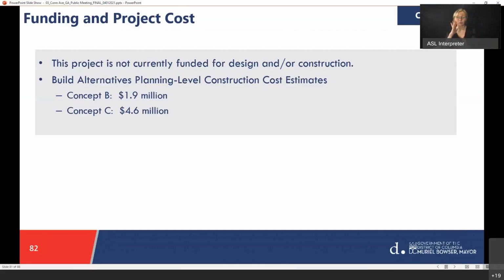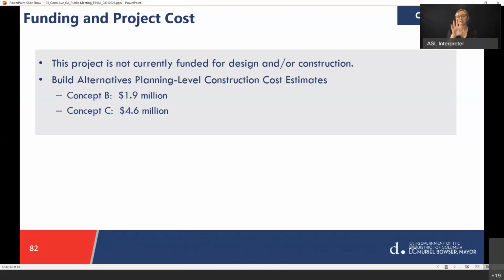Just to let you know, we did a very preliminary cost estimate. And as we said earlier, the project is not currently funded for design or construction. Our planning level cost estimates would be that concept B would be right around $2 million, about 1.9, and concept C would be approximately 4.6 million.